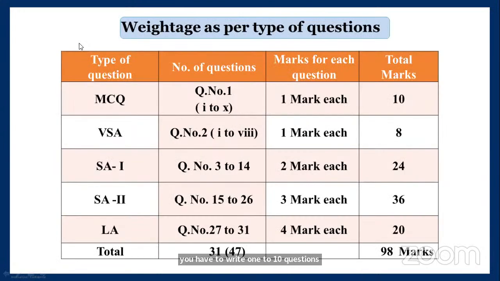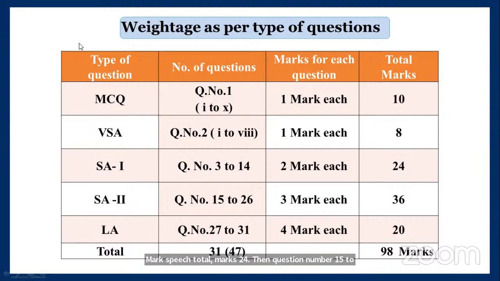Here, weightage as per type of questions. Types of questions are MCQ type, VSA, short answer first type, short answer second type, long answers. Number of questions: question number 1 for MCQ, 1 mark each, total 10 marks. Question number 2, 1 to 8, 1 mark each, 8 marks. Question number 3 to 14, 2 marks each, total marks 24. Then question number 15 to 26, 3 marks each, 36.